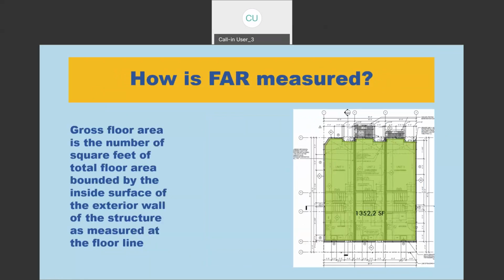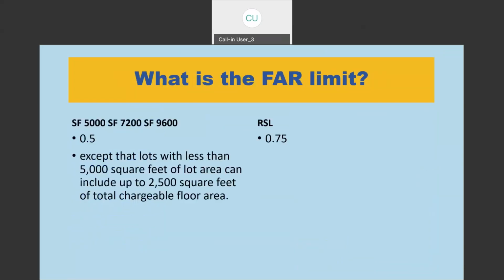And the next thing would be, how is FAR measured? So when we look at the FAR calculation, we take the gross floor area of the structure. And the gross floor area is the number of square feet of total floor area bounded by the inside surface of the exterior wall of the structure, measured at the floor line. So you're not including those exterior walls. It's just the inside surface. And I dabbled on this a little bit earlier. So what's the FAR limit?